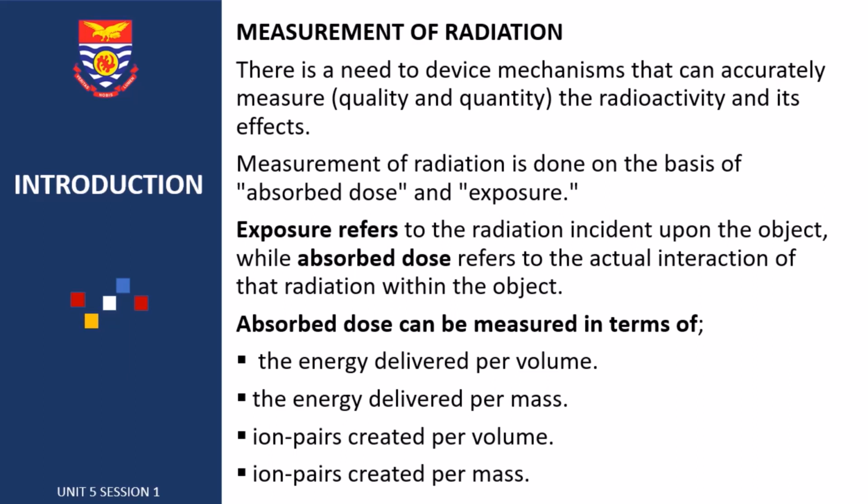Let's look at the absorbed dose. The absorbed dose can be measured in terms of the energy delivered per volume. So what amount of energy is delivered by this radioactive radiation per unit volume? We can also measure it in terms of ion pairs created per volume and also ion pairs created per mass.